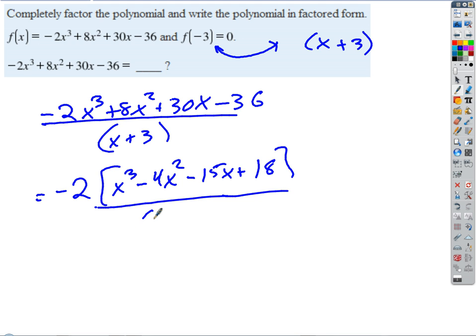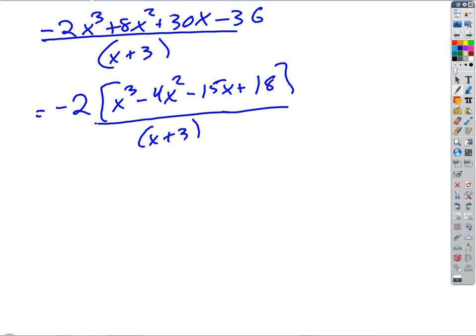All over x plus 3. And that -2, I wouldn't divide the -2 apart. I would just divide these two things now, right? Agreed? Okay. And I can do that how? Synthetically, sure, right? So this is gonna be quick and easy. We can divide this synthetically and it just looks like this.